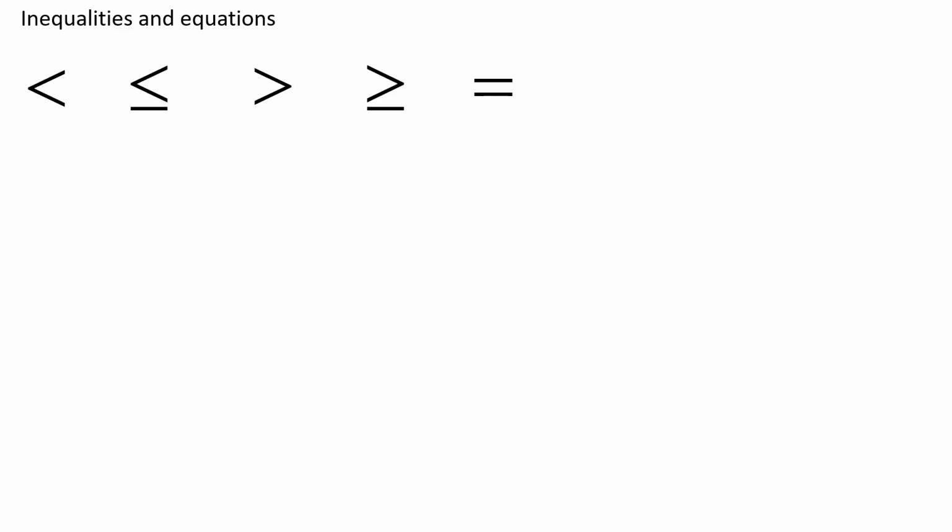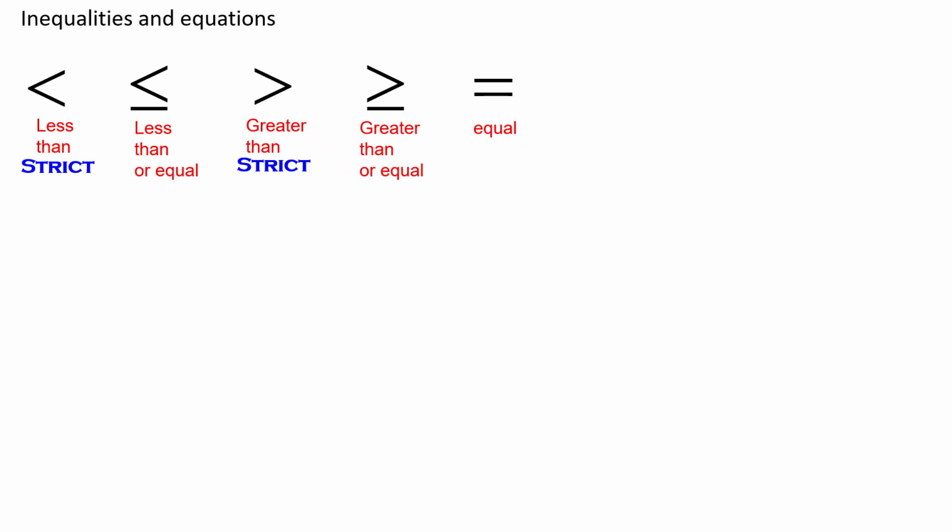Here are 5 symbols we're going to see in this video. Here's what they're called. These two are called strict inequalities because they don't involve an equal sign. Which symbols could we put in here that would make this true?